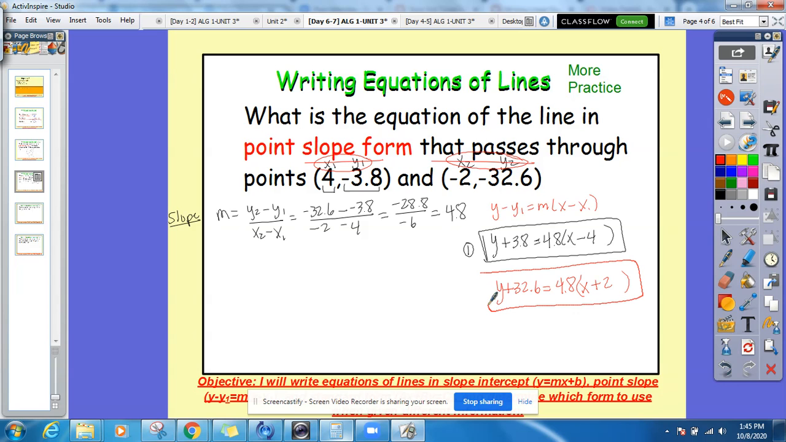Even though these equations look very different, they're actually the same exact line. If you want to see that, I challenge you to go ahead and put both of those in Desmos, and you're going to get the same line here. So again, you could use any point you want using that point slope template. Either one of these works. It's up to you which one you want to use.